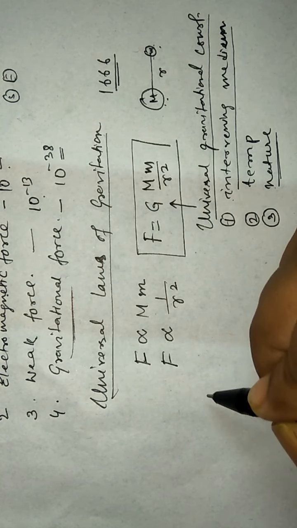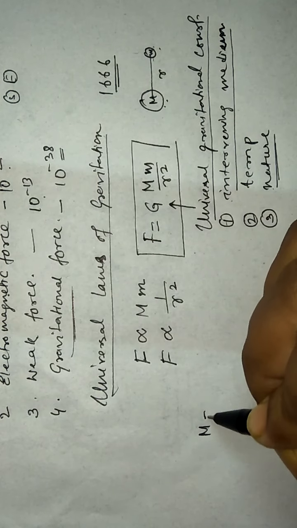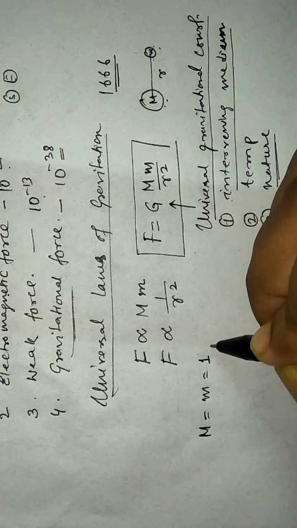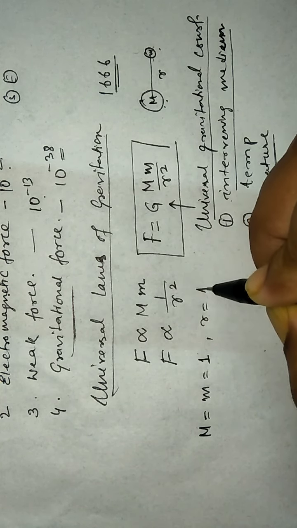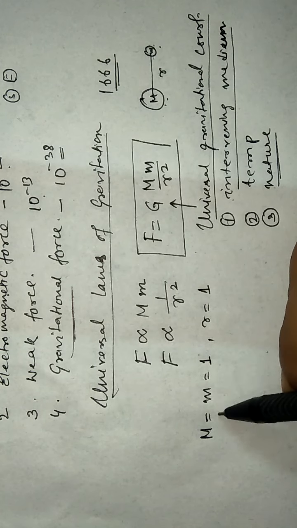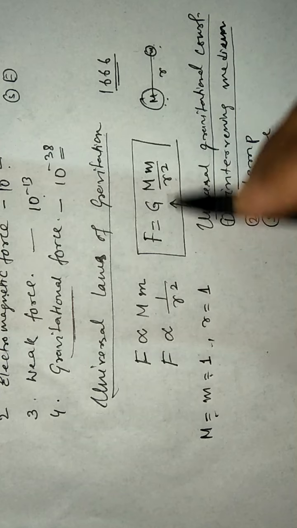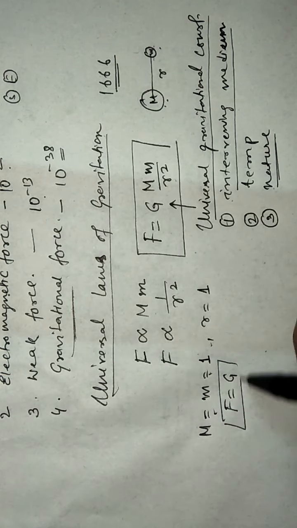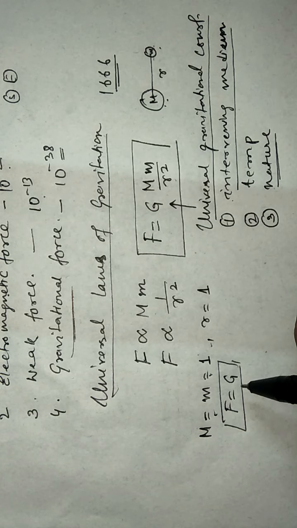What we can do is make capital M equal to small m equal to 1 unit, and we can also make R equal to 1 unit. So if we place capital M equal to small m equal to 1 and R equal to 1, then we get F equal to G. So from here we can define the value of G.